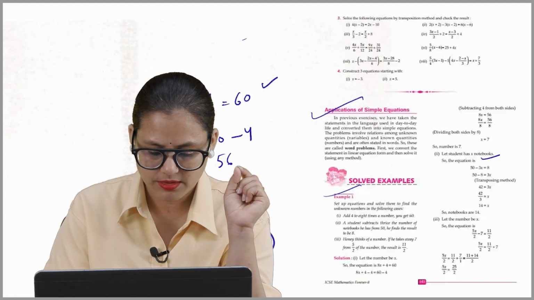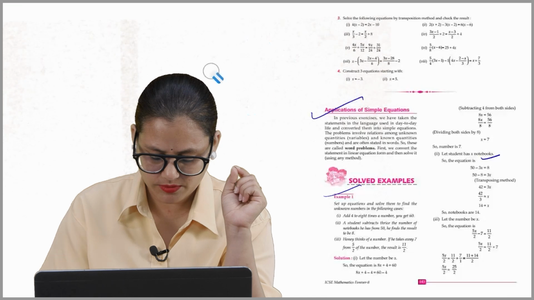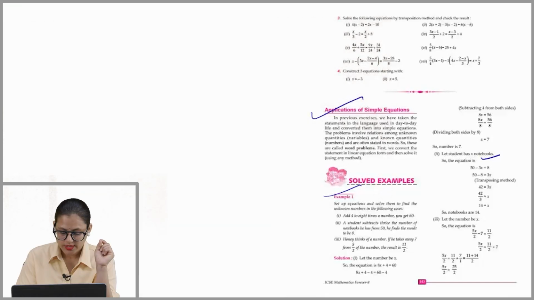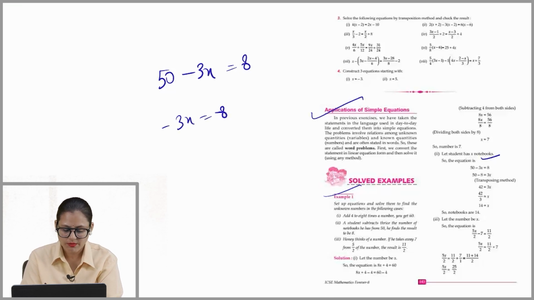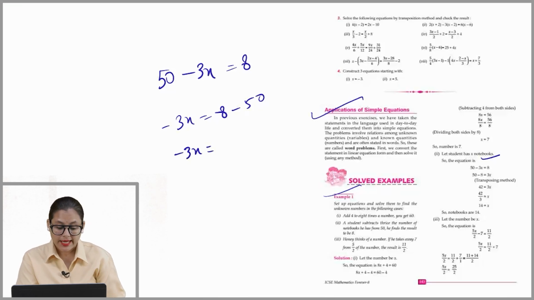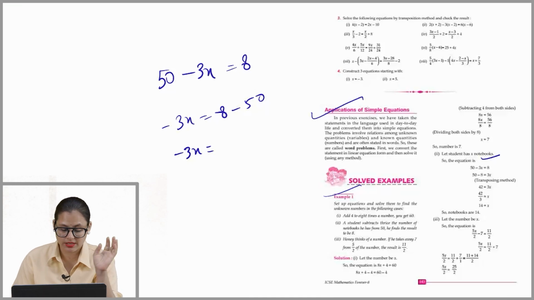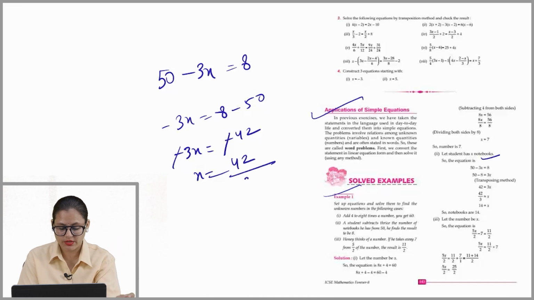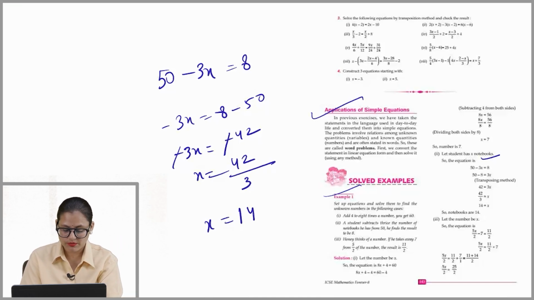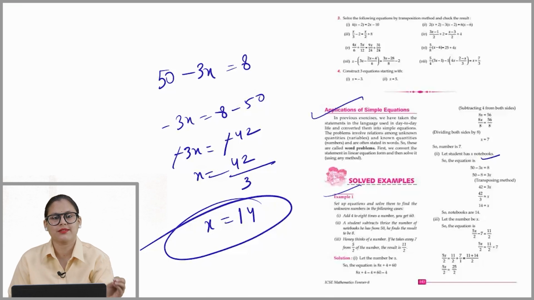Minus 3x from 50. So the final result is what? Final result is 8. Okay. So here also use the method of transposition. Minus 3x is equal to 8 minus 50. Minus 3x is equal to, okay, 8 minus 50 is minus 42. x is equal to 42 divided by 3. So the number of notebooks he has is 14. Okay.